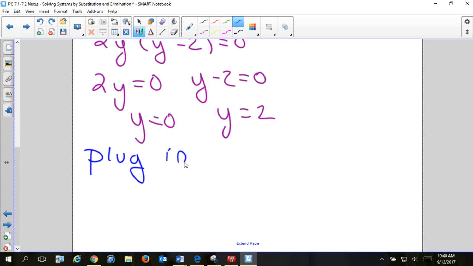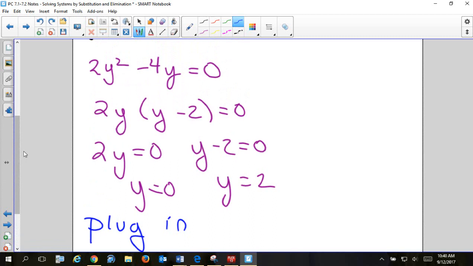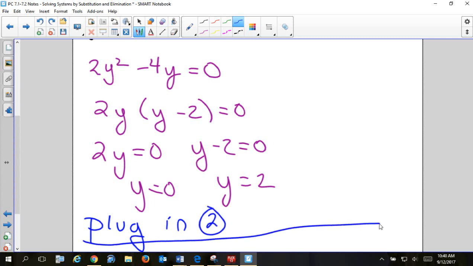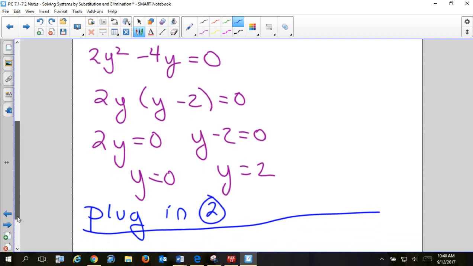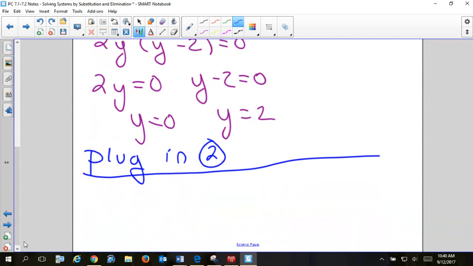Which equation should we plug in? People are playing really bad. Which equation should I plug it in? Second one? Both of them into the second one? Is that okay?